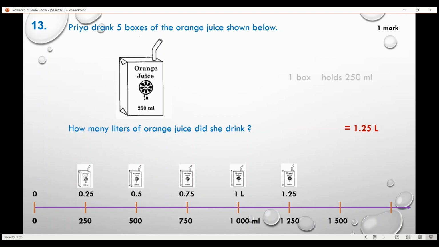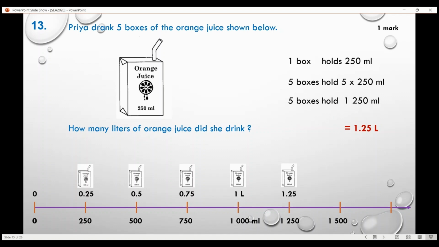Another way that it can be done: 1 box holds 250 ml. So she drank 5 boxes, so 5 times 250 ml is 1250 milliliters. And of course, if we're converting from milliliters to something which is a larger value, which is liters, then we need to divide. And we're dividing by 1000. So right now, where's the decimal point? At 1250, on the extreme right. And we move it 3 places across, because 3 zeros means we're dividing by 1000. And there we put the decimal point. So our answer is 1.25 liters.